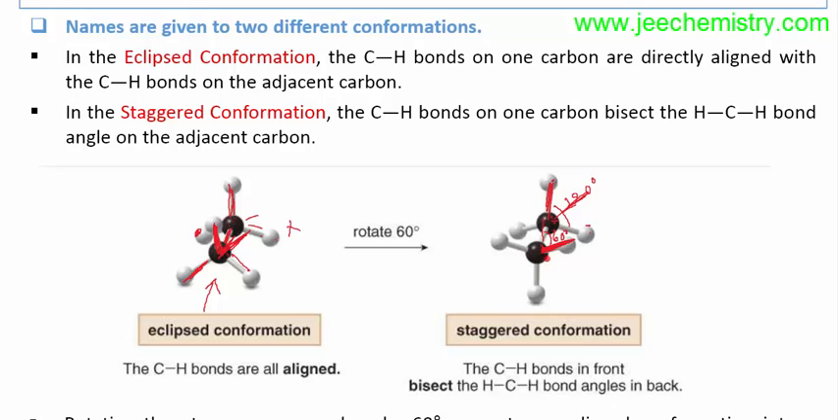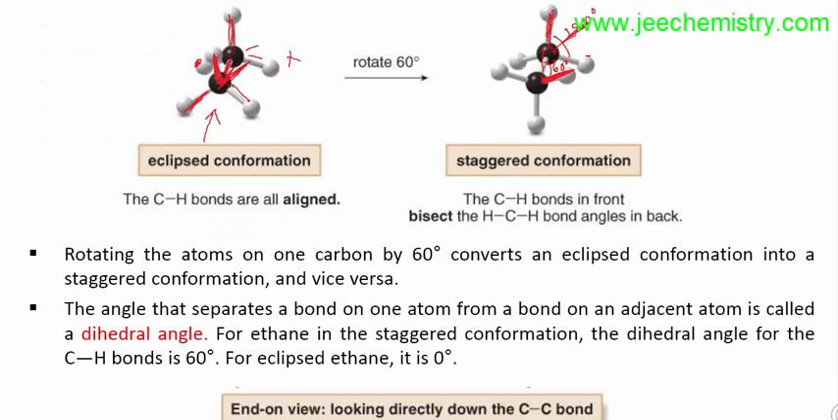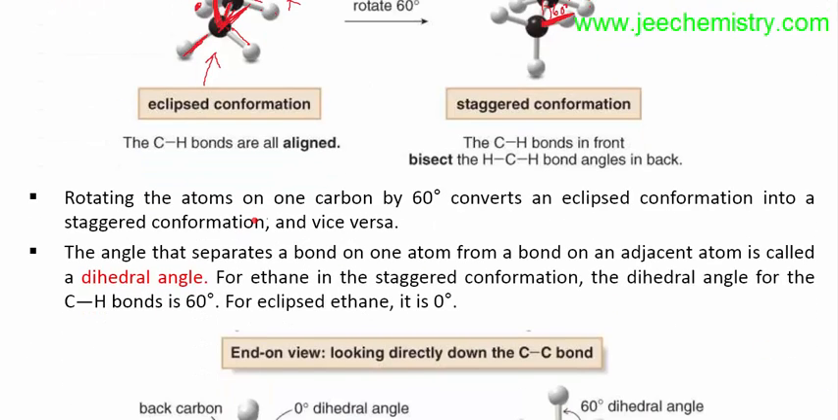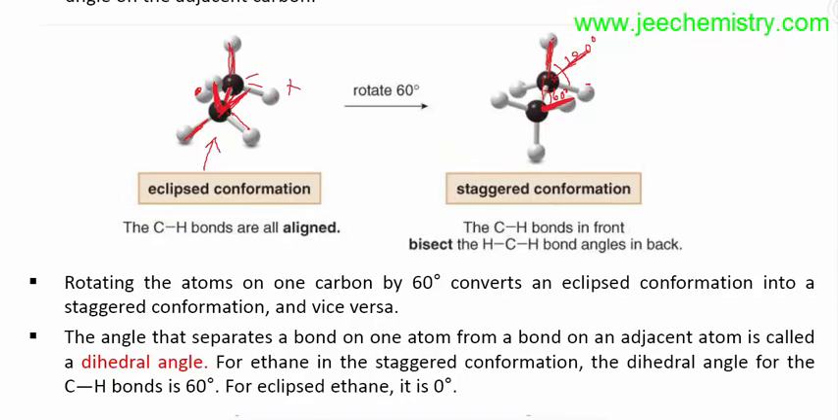This is a staggered conformation. This is a 60 degree rotation. After that, we get the staggered conformation. Rotating the atoms on one carbon by 60 degrees converts an eclipsed conformation into a staggered conformation. If you rotate the eclipsed conformation by 60 degrees, we get a staggered conformation. If you rotate a staggered conformation by 60 degrees, we again get an eclipsed conformation.